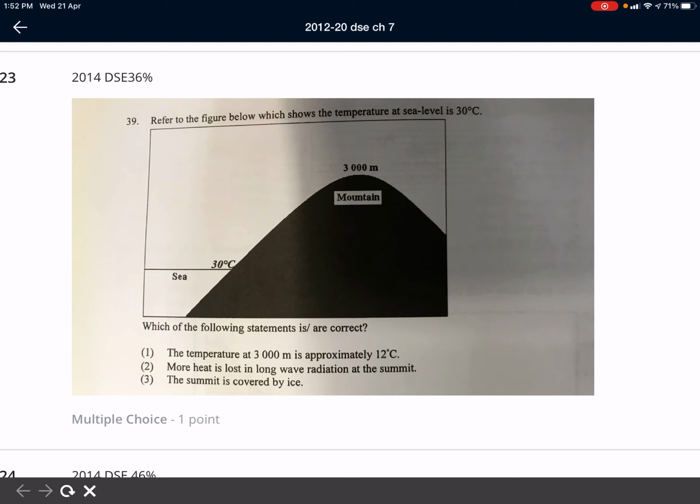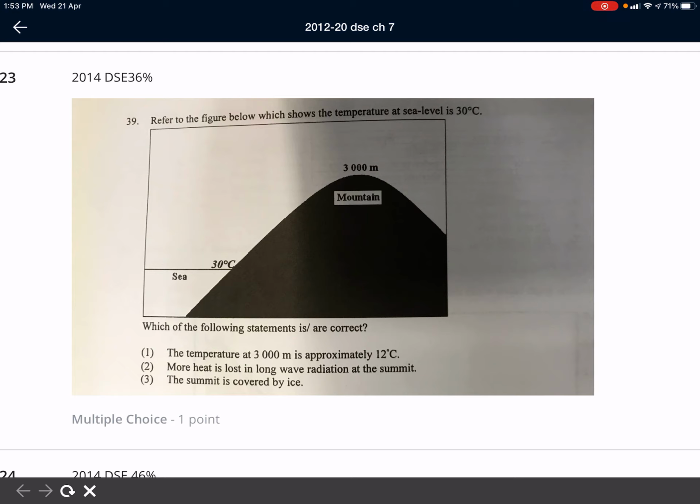When we increase 1000 meters, the temperature will reduce by 6 degrees Celsius. So accordingly, with a 3000 m increase of height, the temperature should be reduced to approximately 12 degrees Celsius.